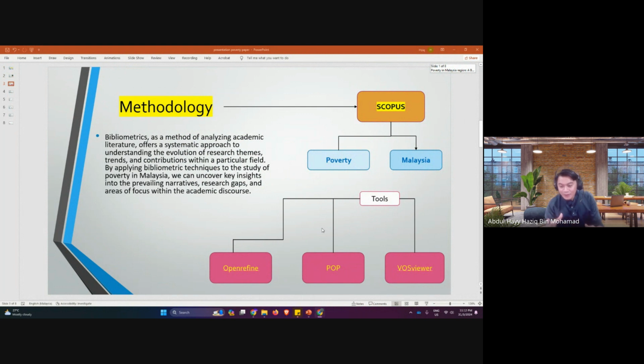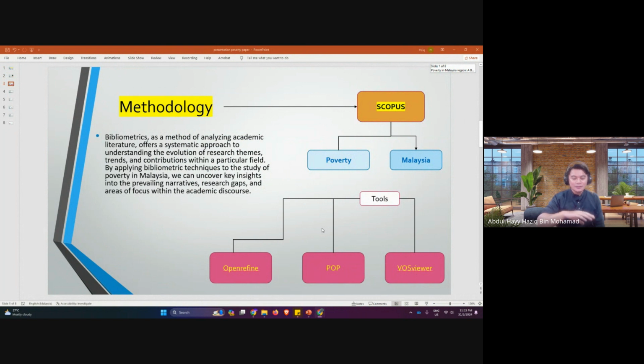Why am I using OpenRefine? Because when we took the data from Scopus, most of the data is quite messy, and some of the data is missing. So we have to search the data and check whether there are duplications or not. We have to analyze it, and when we want to clean it, one of the best tools is OpenRefine. After we clean with OpenRefine, we have clean data that we can analyze using POP to gain a better result in terms of impact, and then using VOSviewer we can see the co-occurrence between the keywords.